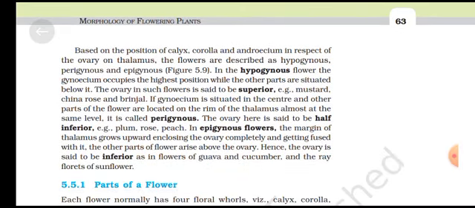If the gynoecium is situated in the center and other parts of the flower are located on the rim of the thalamus almost at the same level, it is called perigynous. The ovary here is said to be half inferior. Examples: plum, rose, peach. In an epigynous flower, the margin of the thalamus grows upward, enclosing the ovary completely and getting fused with it. The other parts of the flower arise above the ovary, hence the ovary is said to be inferior, as in flowers of guava and cucumber and the ray florets of sunflower.